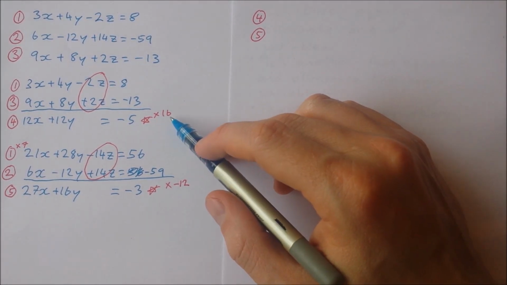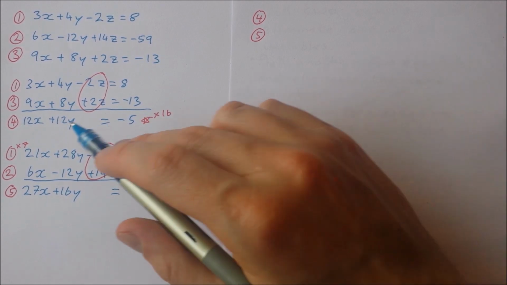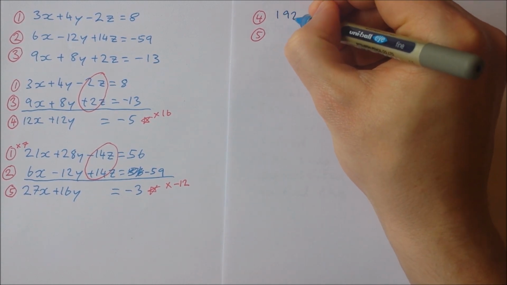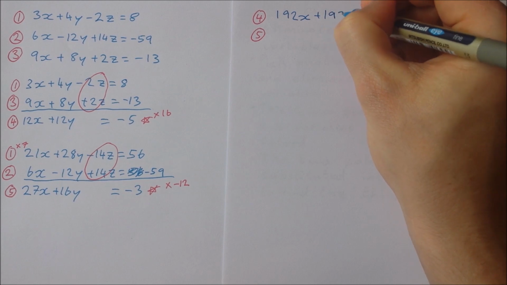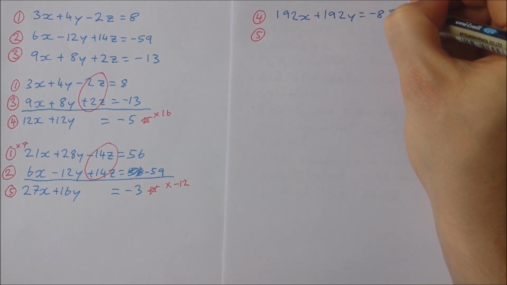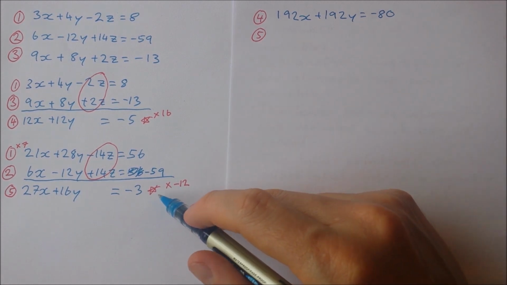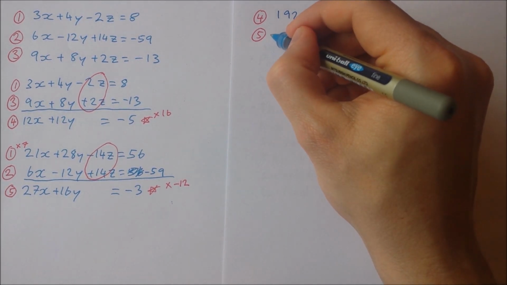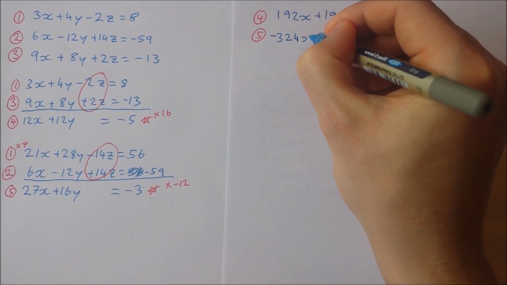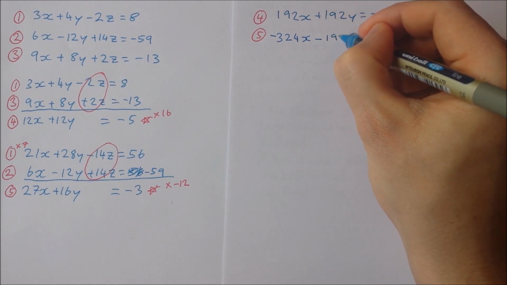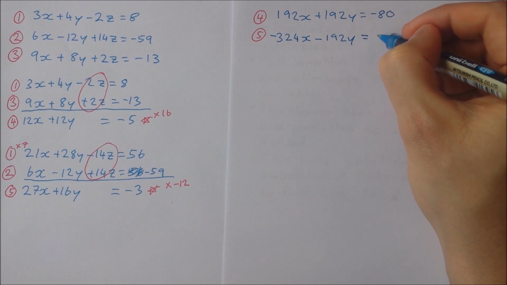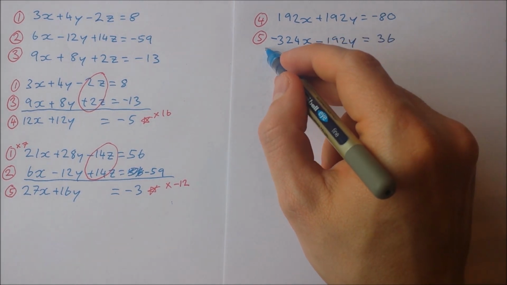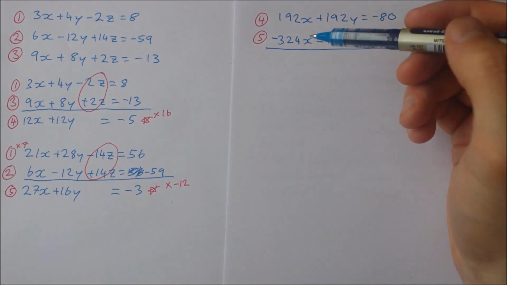Okay, so equation 4 multiplied by 16. So it's 12x plus 12y minus 5, everything multiplied by 16. It's 192x plus 192y equals minus 80. Equation 5 multiplied by minus 12. Okay, so 27x multiplied by minus 12 gives me minus 324x minus 192y equals 36. So now I have opposite coefficients there in the y's, so I can cancel them out easily.